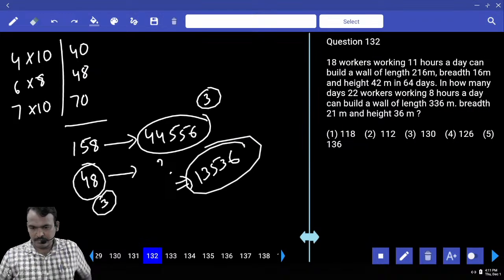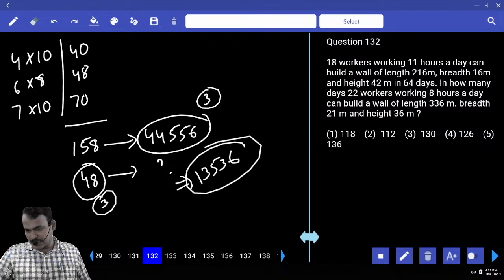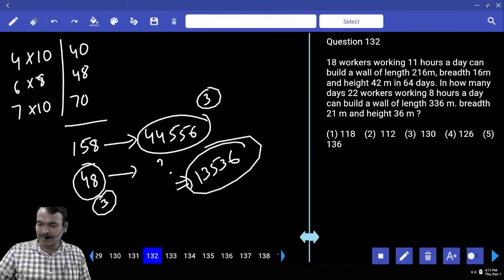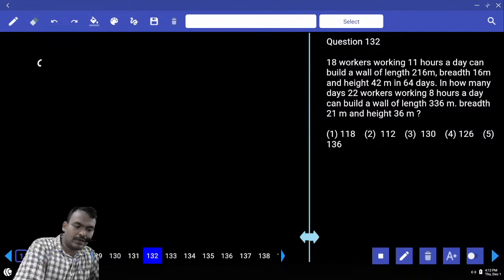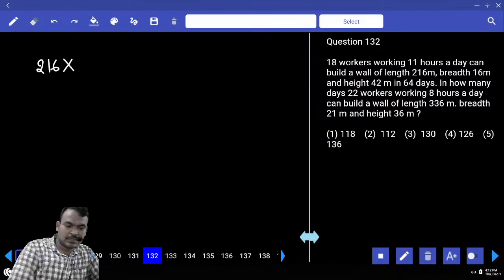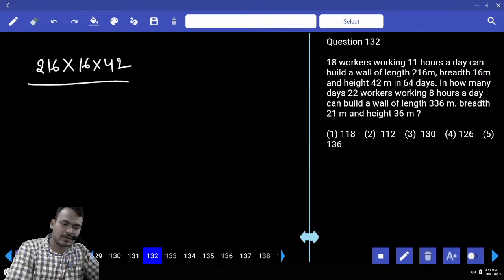Next, 132. 18 workers working 11 hours a day can build a wall of length 216 meters, breadth 16 meters and height 42 meters in 64 days. In how many days can 22 workers working 8 hours a day build a wall of length 336 meters, breadth 21 meters and height 36 meters? What is the first case length? 216, breadth 16, height 42. Length into breadth into height, that is volume or not. Volume we consider as work. That is the first case work.